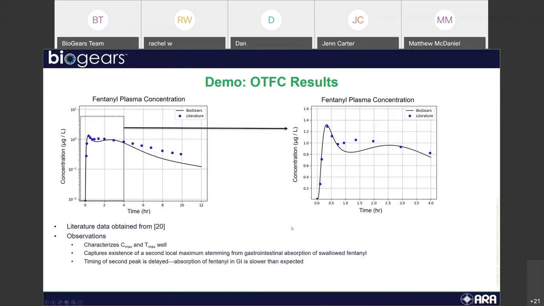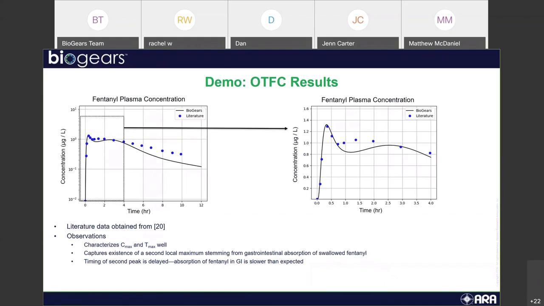So this is the plasma profile of fentanyl following oral transmucosal administration. On the left is a longer 12-hour profile. On the right, we zoom in a little more to the first 4 hours. And so you can see that, again, we compare this to a study in the literature. You can see that we capture both the maximum concentration and the time of the maximum concentration really well. This is because of that rapid absorption through the mucosal area. It takes less than half an hour to get that drug really into circulation, which really helps with the pain relief aspect of fentanyl.